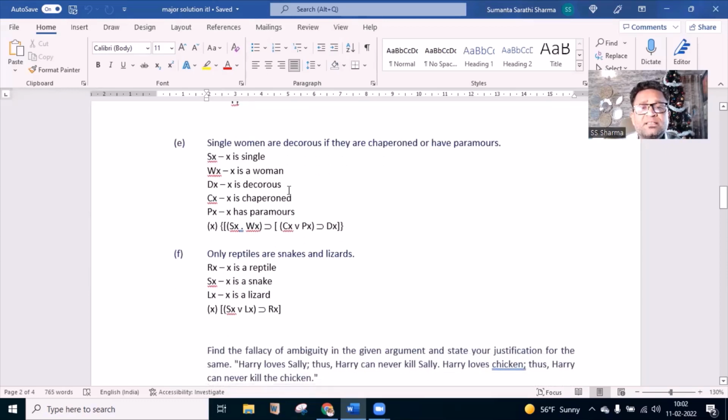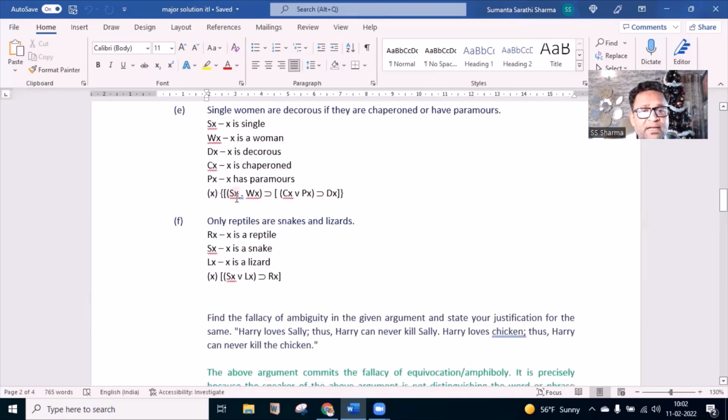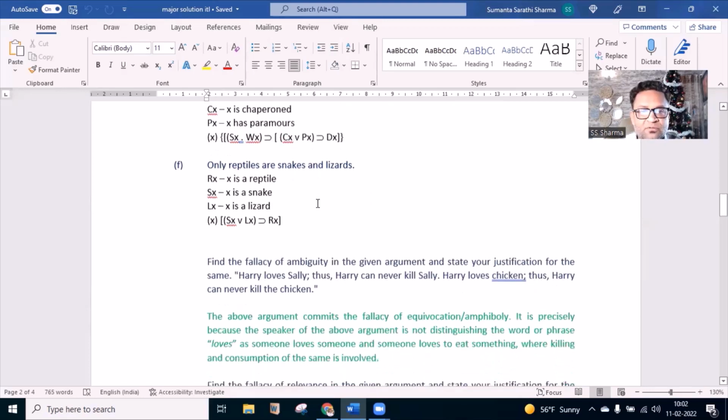Now, next question, single women are decorous if they are chaperoned or have paramours. So Sx for x is single, then Wx for x is woman, and all these things you have put. Now, again, you can see that Sx dot Wx implies Cx, wedge Px implies Dx. This is going to be the symbolization. And if you put the exported understanding of this thing, it will be Sx dot Wx dot Cx wedge Px implies Dx. So even that symbolization will work. So you need to take care of the brackets. So those things were there.